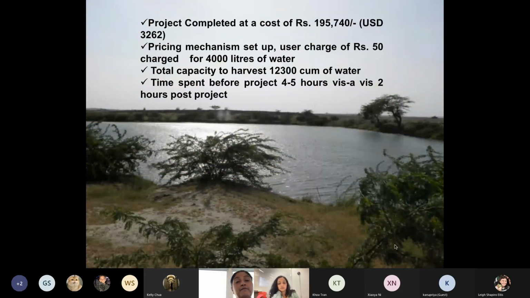Here the women are very very active, and they charge 50 rupees for anybody who wants to come and take a water tanker of 4,000 liters. The total capacity to harvest water in one season is 12,300 cubic meters. Women still have to walk to the talab to collect water, but obviously their time to collect water has been reduced to half.